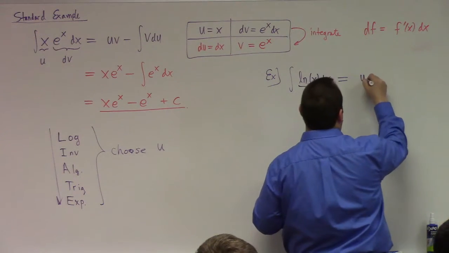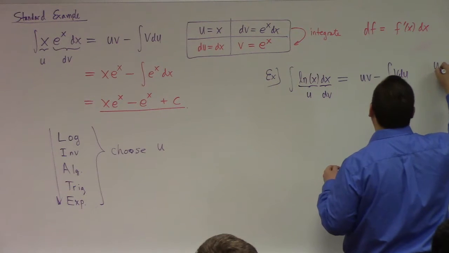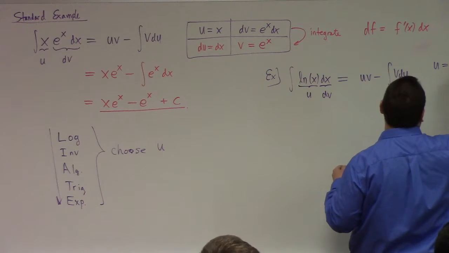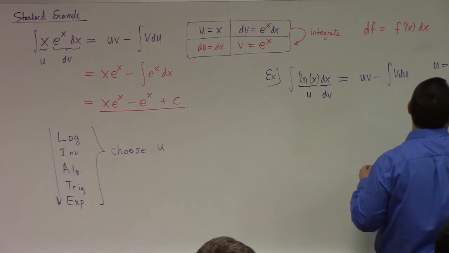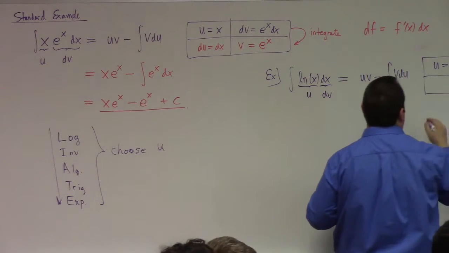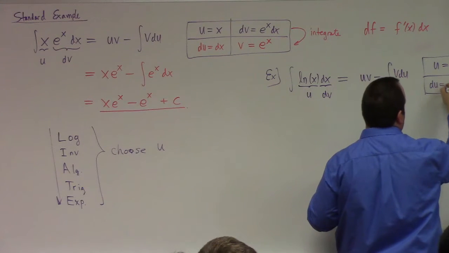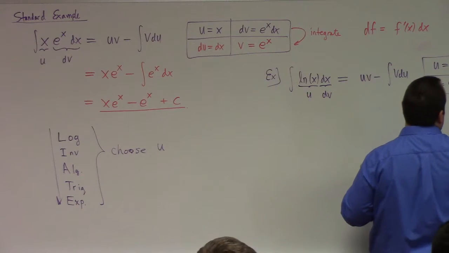So again, I do uv minus the integral of v du. Here we've got u equals the natural log of x, so dv is dx. So here du is dx over x, and v is equal to x.